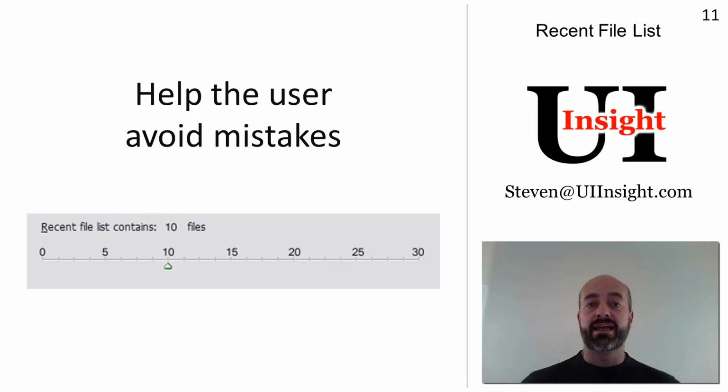So in summary, the idea is to help the user avoid mistakes. Rather than giving them a text box and say, enter the number of recent files you want to see in a list, and then let the user enter a number, only to tell them, well, that's too big a number. We want to avoid that. And this slider control does that perfectly.